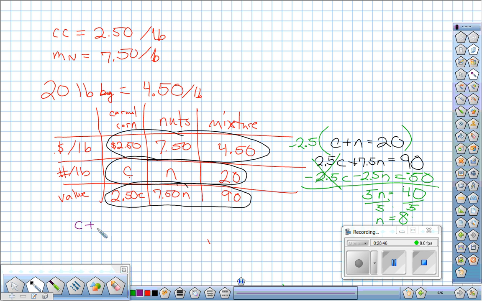So I had c plus n equals 20. I'm going to plug in 8 for n, so I have c plus 8 equals 20. And then I know that c equals 12. So I got 12 pounds of caramel corn.